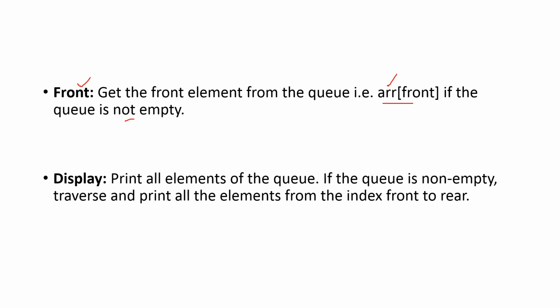And the next point is display. Display, you know, prints all the elements of the queue. If the queue is non-empty, traverse and print all the elements from the index front to rear. You have to travel through each and every element if it is non-empty. From the starting you have to travel and print it. Then it will go to the next one, it will be printed, and like that the full elements will be displayed.